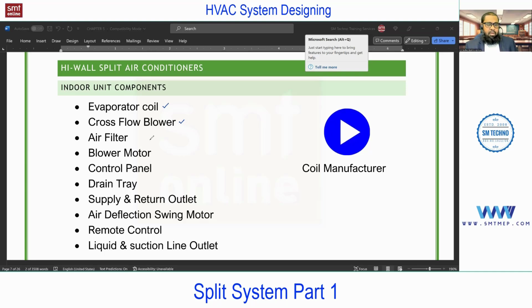Give me a minute. You'll find the air filter to clean the air at the time of suction. You'll find the blower motor, which is used to run that blower, means the fan. You'll find the control panel, which is used to operate the remote control and other functions like the current and all, the power. Next, the drain tray at the bottom, which is used to collect the condensed water. On the evaporative coil, you'll find the condensation of water. So at the bottom, you'll find a passage which is used to collect the water. We call it the drain tray.